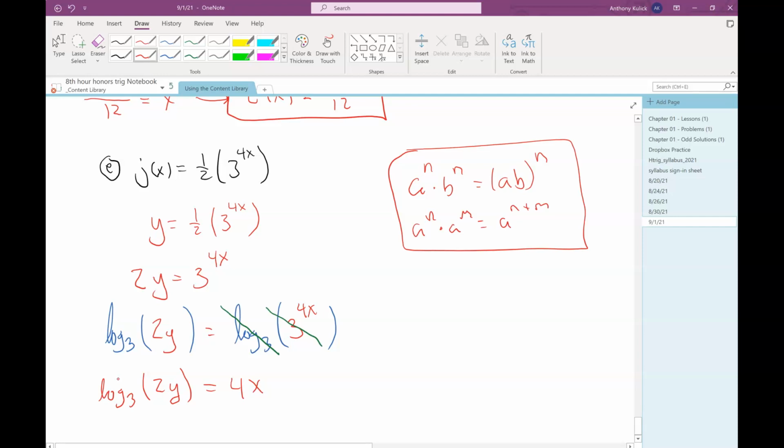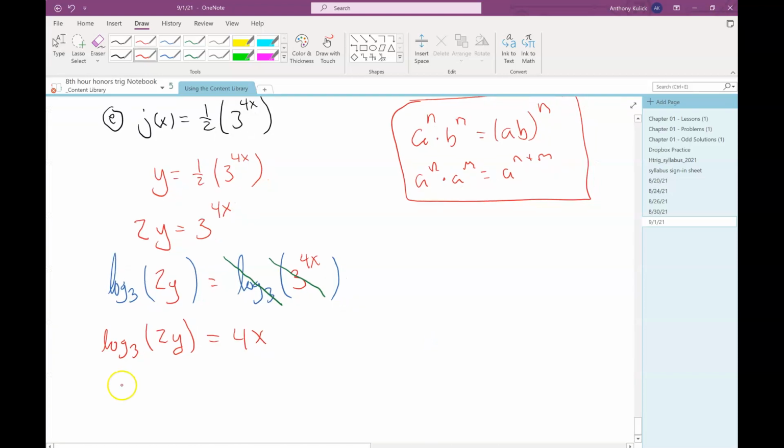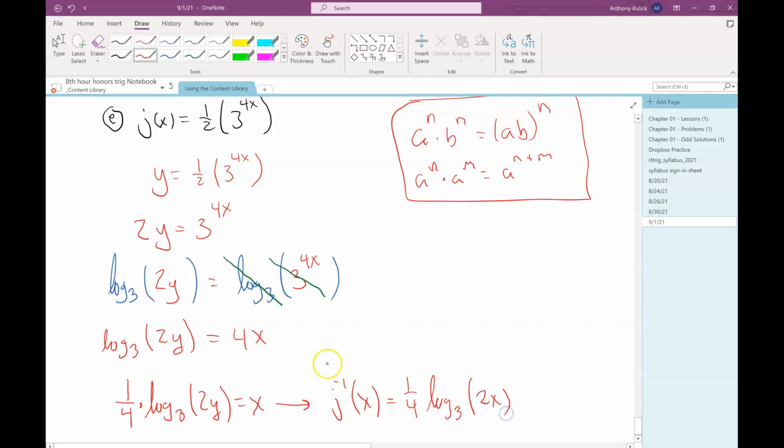Last step would be to divide by 4. The way I'm going to write it, though, is as 1/4 times, I think is the clearest way of writing this. And then I'll rewrite it with function notation and swapping the x's and y's.